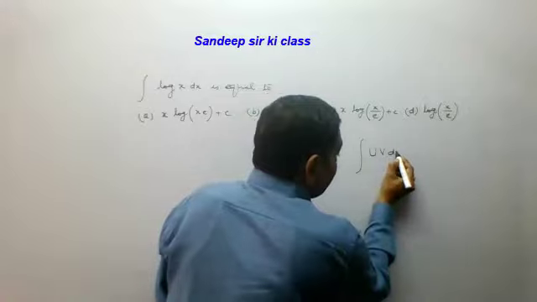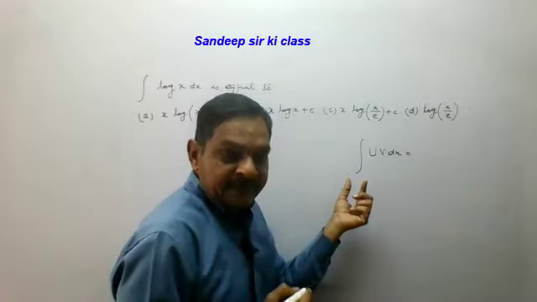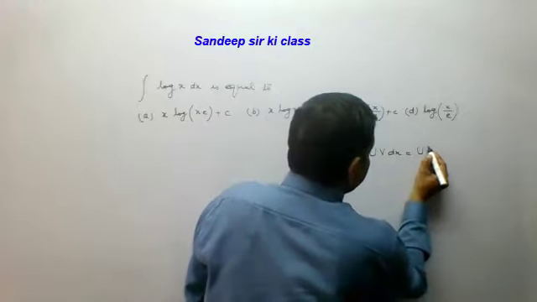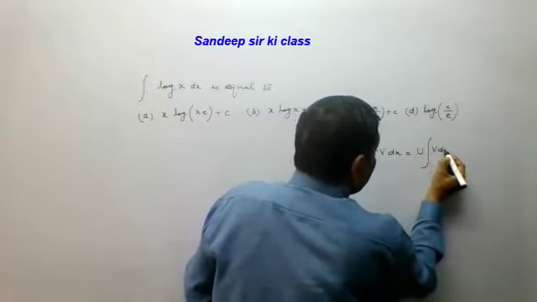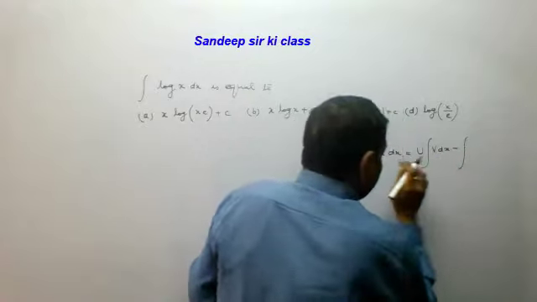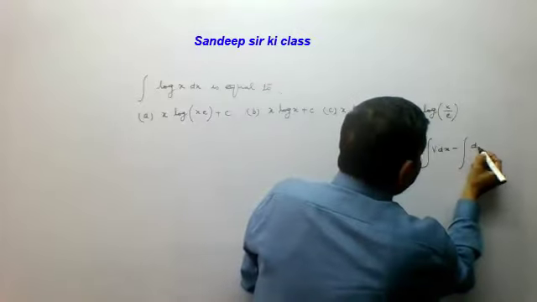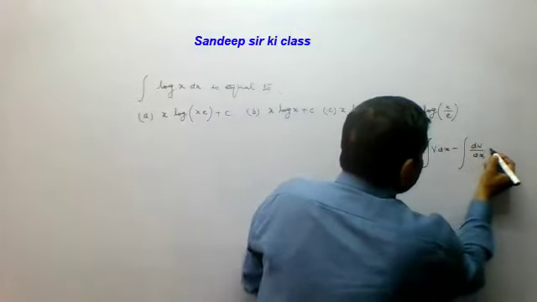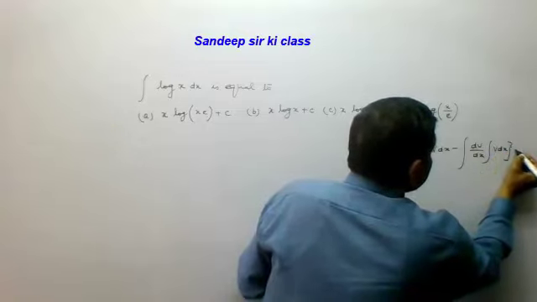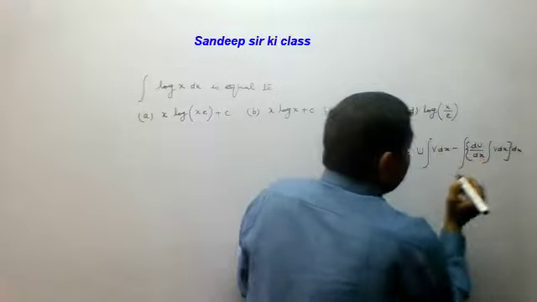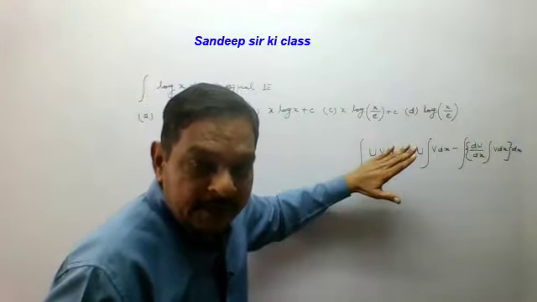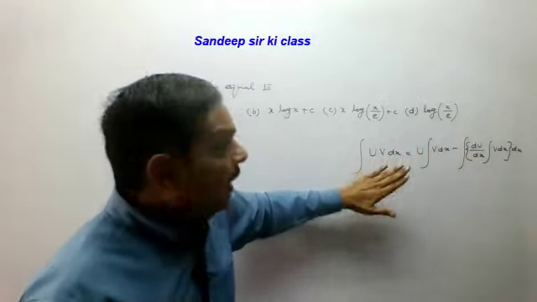Integral of u v dx, if u is the first function and v is the second function, is equal to u, the first function, times the integral of v dx, minus the integral of the differentiation of the first, that is du by dx, times the integral of v dx, dx. This is the formula for integrating using integration by parts.